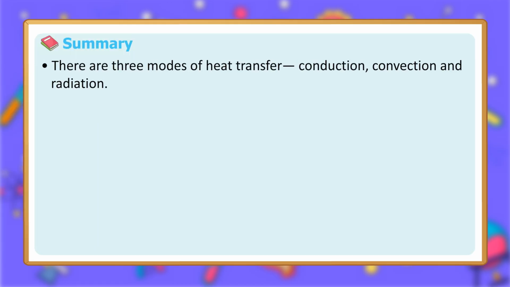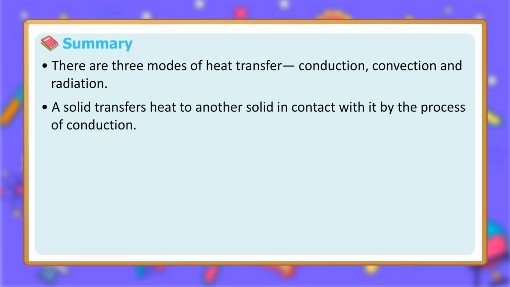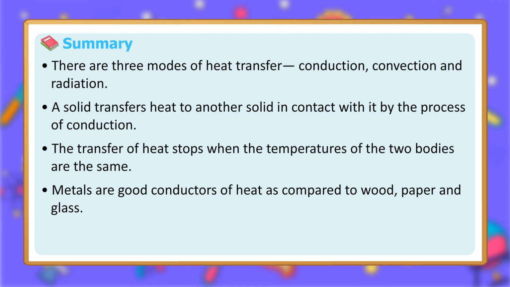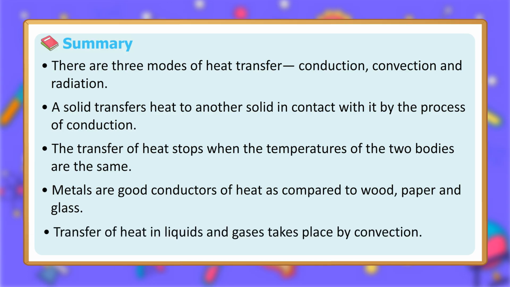Summary. There are 3 modes of heat transfer: conduction, convection and radiation. A solid transfers heat to another solid in contact with it by the process of conduction. The transfer of heat stops when the temperatures of the two bodies are the same. Metals are good conductors of heat as compared to wood, paper and glass.